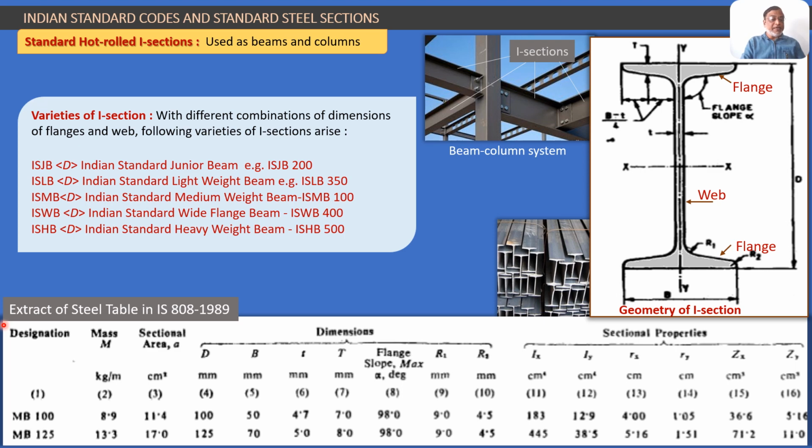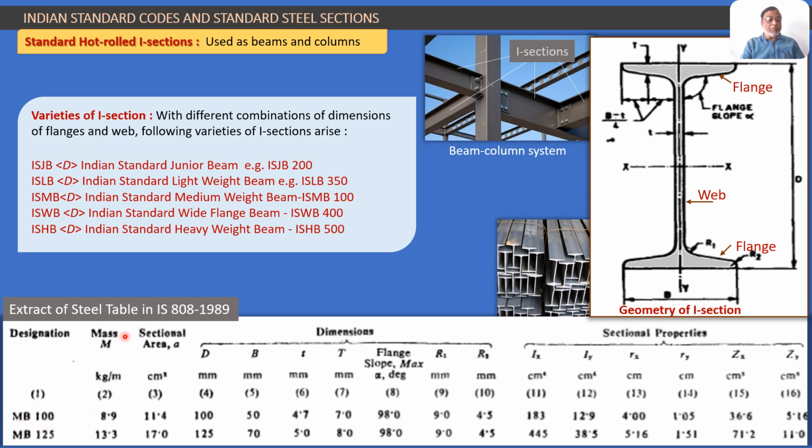Now here we see the extract of the steel table in Indian Standard IS 808 1989, which is showing a table of properties. You can see here MB 100. MB means ISMB 100. Now you see some dimensions and then you see some sectional properties. In a single row, you will get all the properties for ISMB 100.